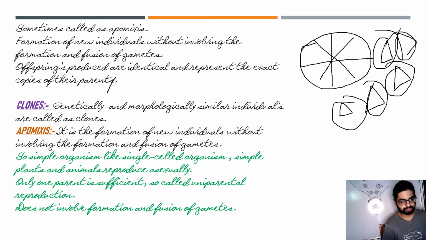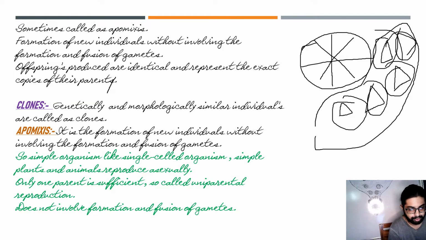Now what are clones? Genetically and morphologically similar individuals are called clones. So this population, you see, is genetically and morphologically similar, meaning they have all the genetic elements evenly distributed in all the offsprings, transmitted from the parent, and they are looking similar, so they are morphologically, meaning structurally, similar, and this population is called clones.